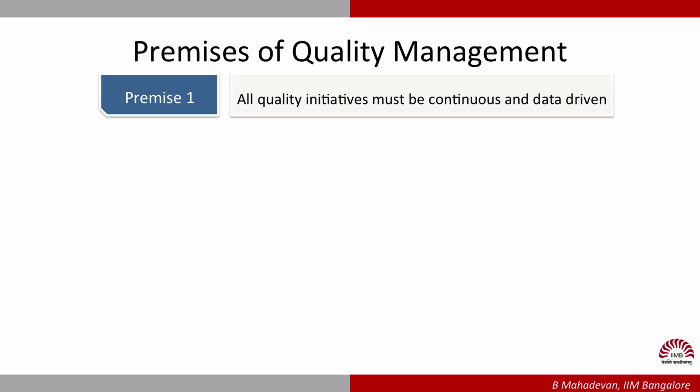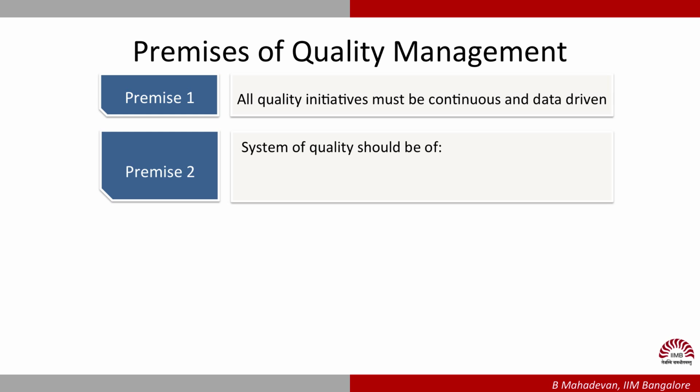The first premise is all quality initiatives must be continuous and data driven. It cannot be on hunch, it cannot be a one-time event. It is a continuous process. Only then such high quality levels can be sustained. The second premise, the system of quality that we need to put in place must be one of prevention and elimination and not detection and correction. There is no way we are going to get to parts per million defect rates by continuously detecting errors and correcting errors. That is just a starter. We need a system of prevention and elimination. That is the second premise.